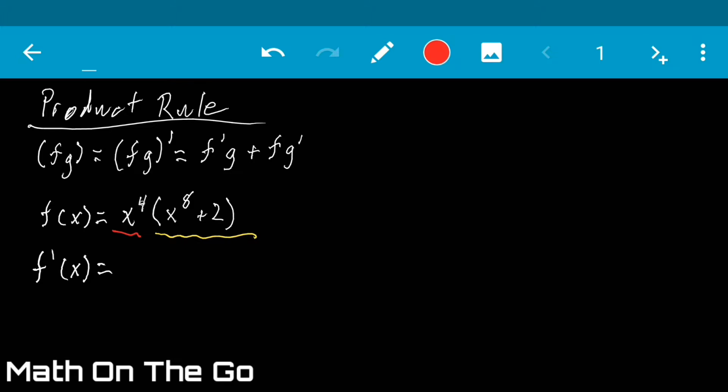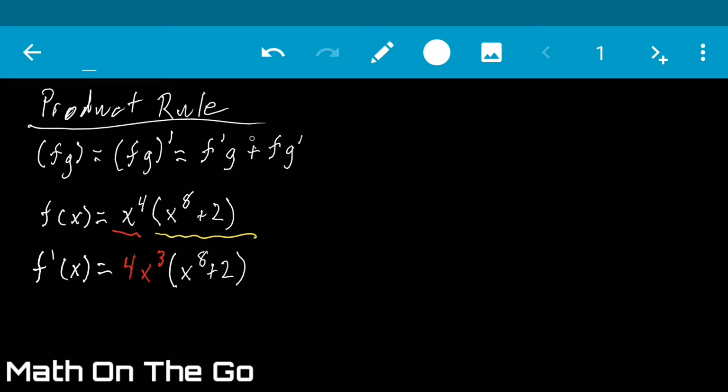If you didn't catch the power rule, you're going to need that for this video, so I recommend going back and watching that video if you haven't watched that yet. So what we're going to do is use the power rule to take the derivative of the first, which is our x to the fourth. So we end up with 4x to the third. And then we just keep the second, which is x to the 8 plus 2, the same. X to the 8 plus 2.